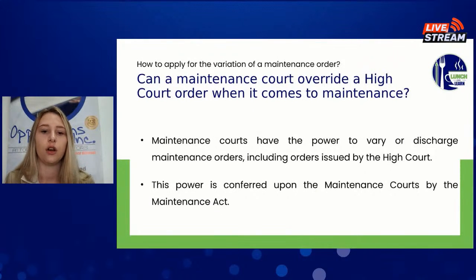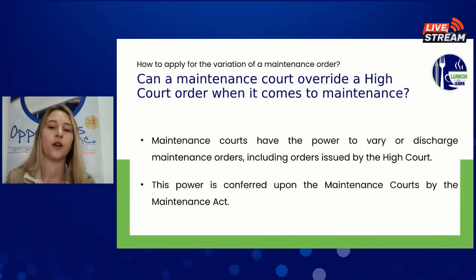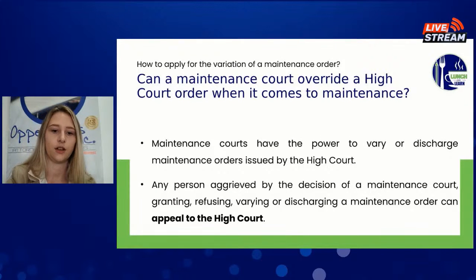Can a maintenance court override a high court order when it comes to maintenance? Very interesting. As we know, the high court is the upper guardian of all minor children, and makes decisions on behalf of children. So can the maintenance court override the high court order? Essentially, yes. Maintenance courts have the power to vary or discharge maintenance orders, including orders issued by the high court. So this is confirmed in legislation. This power is conferred upon the maintenance court by the Maintenance Act. So they have this power to vary or discharge a high court order.